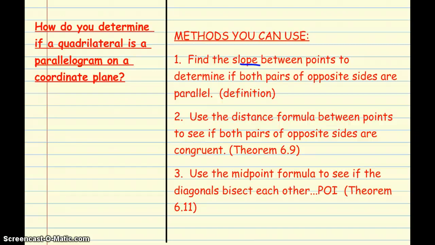The second one that you could use is the distance formula between points. And again, you're looking to see if opposite sides are congruent. That goes with theorem 6.9. And then the last one is that you can use the midpoint formula to see if those diagonals bisect each other. And how do we know if they do that? If they have a point of intersection where you find that midpoint, then that is considered the fact that they're bisecting each other. And again, that's theorem 6.11.